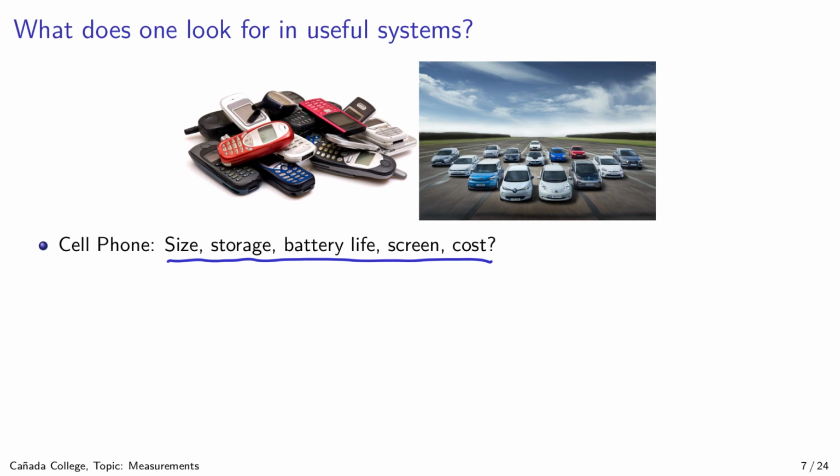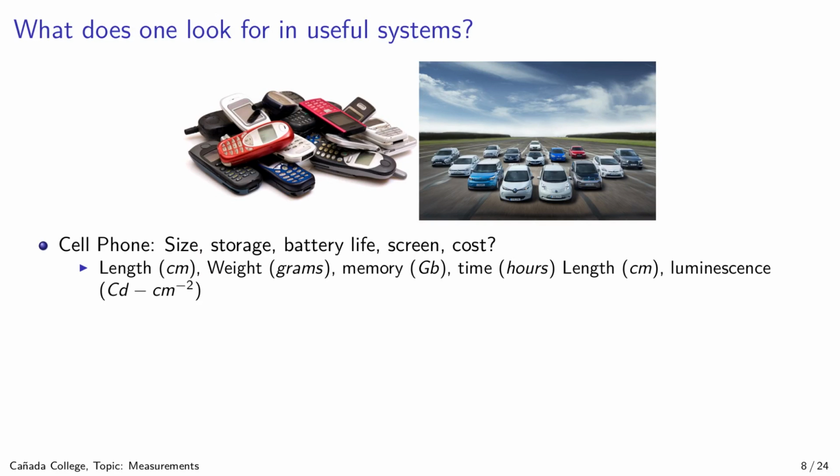Now, what are these in terms of engineering measurements? Well, size is related to the size in centimeters, maybe the length in centimeters, maybe its weight in grams. Storage is related to something known as the memory of the phone. It could be measured in a quantity called gigabytes. The battery life is measured in time, like hours. The screen is measured in terms of its brightness, which is the units of the brightness or luminescence is candela per centimeter square, and so on. So we are ultimately making some measurements to tell us what those features of the cell phone are.